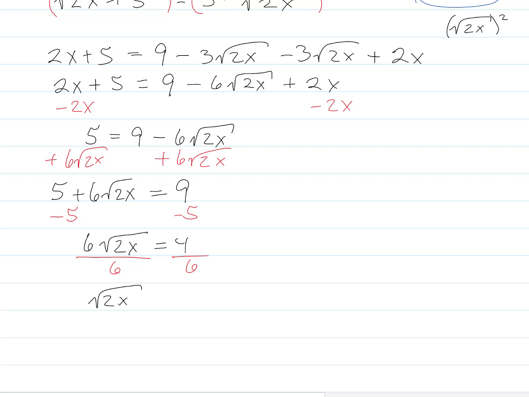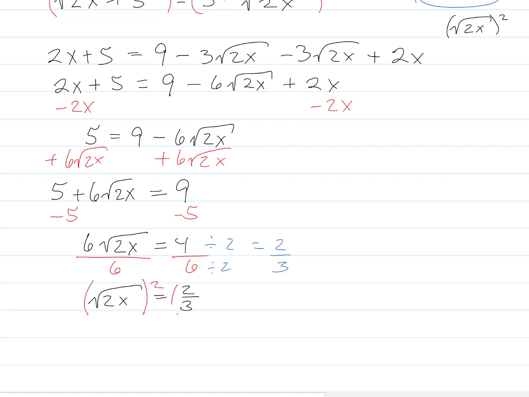Square root of 2x on the left, and then on the right is 4/6, which of course I can divide the top and the bottom by 2 to get 2/3. So the square root of 2x is equal to 2/3. Now, take a deep breath, okay? This is a huge problem, and the fact that you're still here is super impressive.